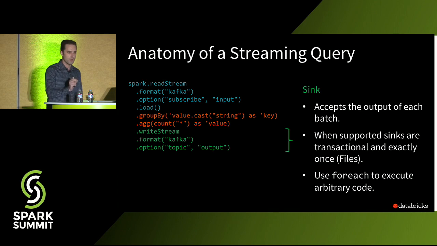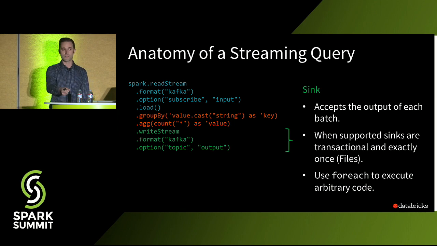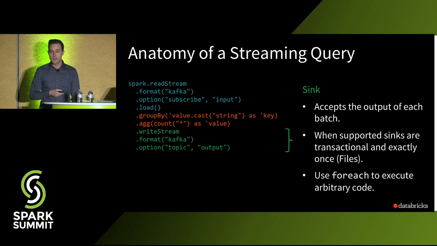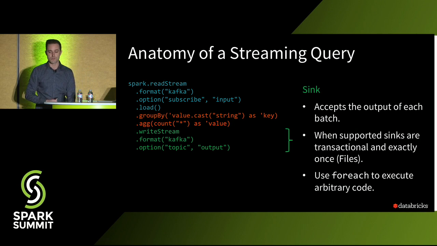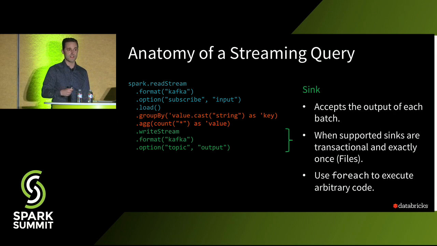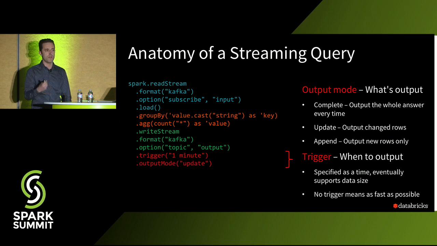So again, I specify which connector I want to use. I say where I want to write it out to. You can use both the built-in connectors as well as create your own arbitrary connectors using the foreach sink, which basically calls into your user code for each tuple that the query produces. And for many cases, we can actually be transactional with our sink, which is pretty cool. So when you're writing to files, and eventually Kafka, once the transactional Kafka producer is out, we can do this transactionally as well.